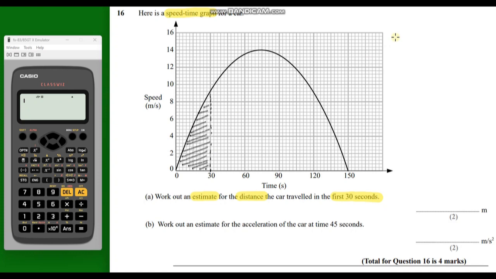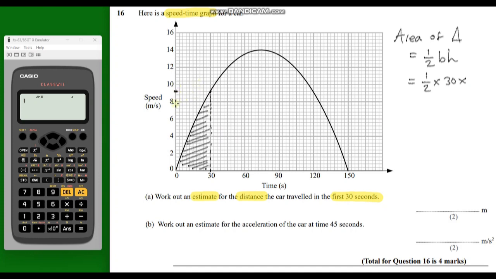So let's calculate the area of a triangle. To do that, it's going to be a half times the base times the height. That is our formula. So it's going to be a half times 30 times the height. So we just need to work out what the height is. Now I can see that it crosses at this point here. So we're looking at this point. So what value is this?